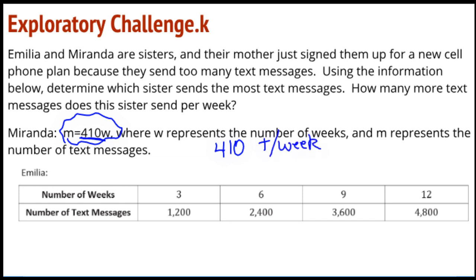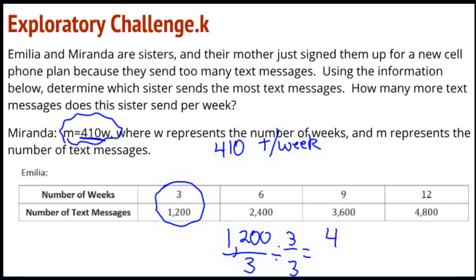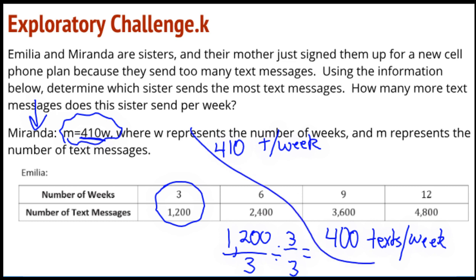And Amelia, we've got to do a little scaling. So I think I'll just grab this one right here. 1,200 texts over 3 weeks. Scale this down to 1 week. And I'm going to find out that there are 400 texts per week. So the sister who is sending the most texts is Miranda, and she is sending 10 more texts per week than her sister, Amelia.